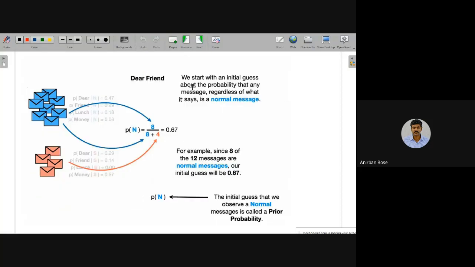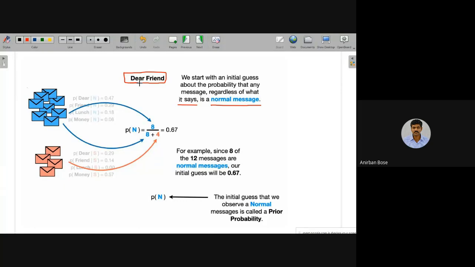For that, first you find an initial guess about the probability that any message, regardless of what it says, is a normal message. So what is the probability that it's a normal message? Initially we are considering one hypothesis. What is the hypothesis here? We are considering that the dear friend message is a normal message. This is the hypothesis we are considering.